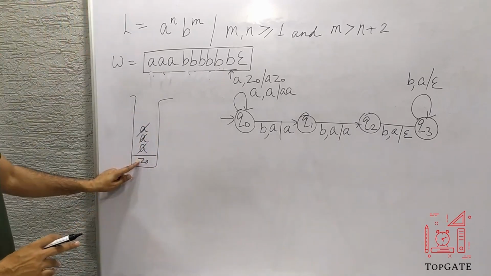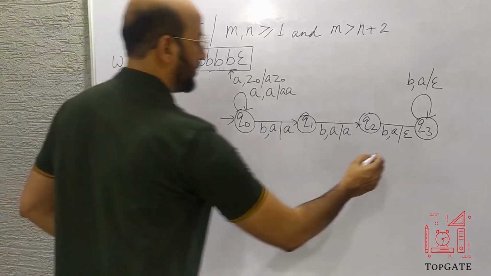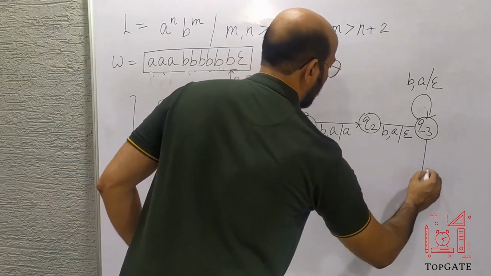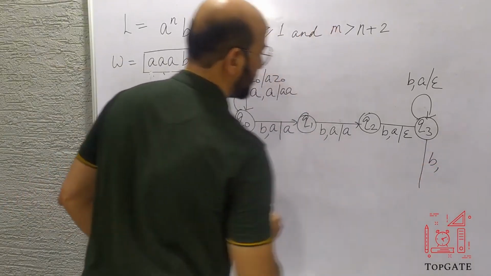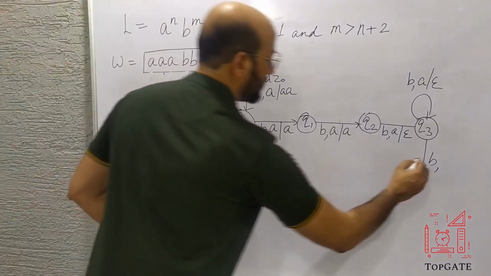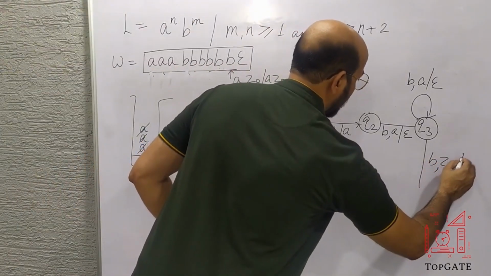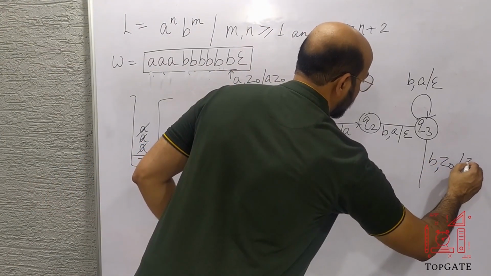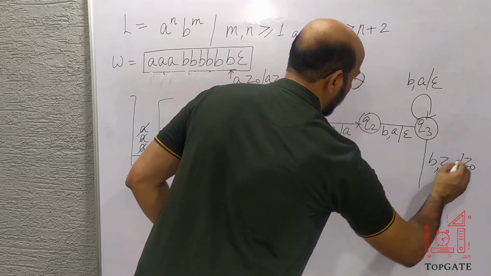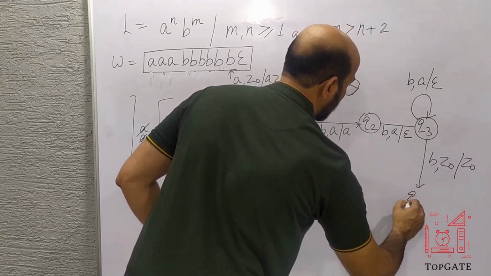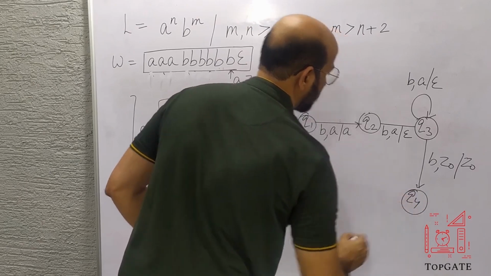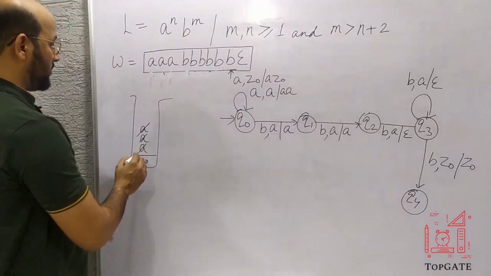What is left in the stack? Z0 is left. Okay, so from here I'll take a move again for B only, that is the elementary process is B, the top stack element is Z0 and we are simply skipping it. So we'll write Z0 here only and then reach on to some state Q4, and this will be skipped.